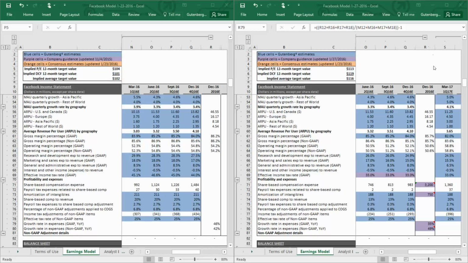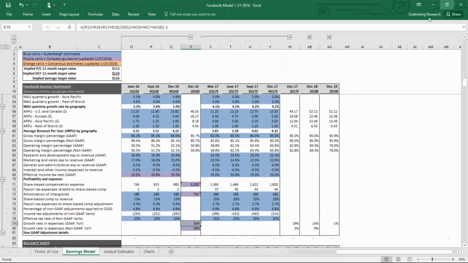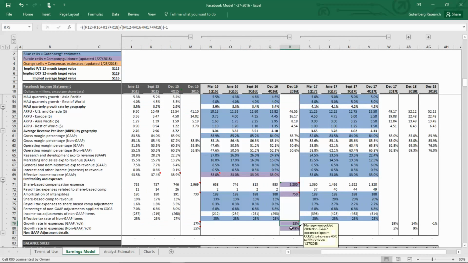Next, management gave us guidance for total non-GAAP expenses, and they have set that at a range of 45 to 55%. And they also give us the details of most of those non-GAAP items. So stock-based compensation for the year, they expect to be 3.1 billion to 3.3 billion. And you can see that we've set ours equal to 3.2 billion.